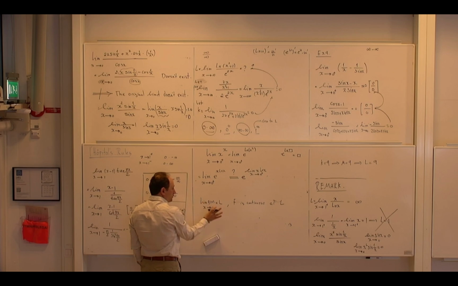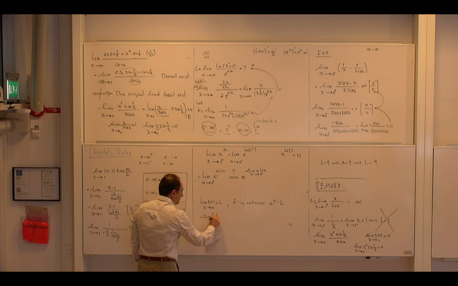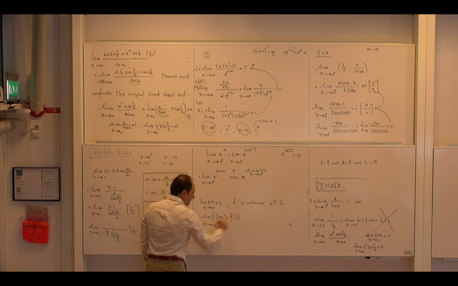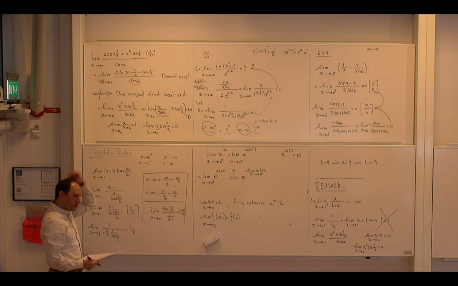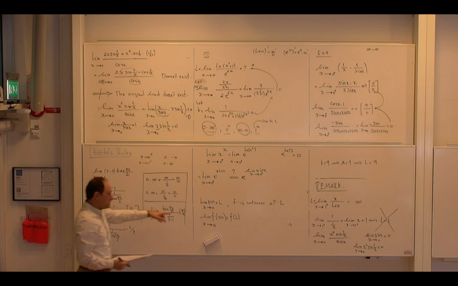If I have two functions, the limit of g of x is L, and f is continuous at L, then the limit of f of g of x, x goes to a, is equal to f of L. If you see the notes from the first week, I think you will see this theorem there.